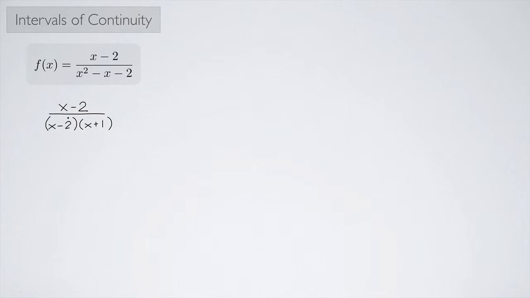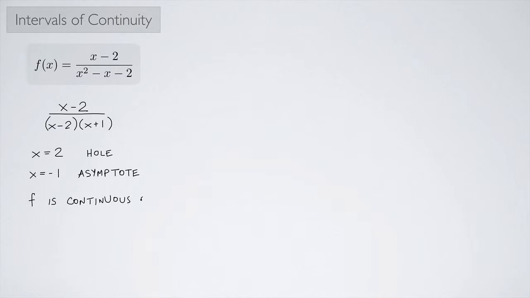Okay, and then we see this factor of x minus 2 would cancel out. So that tells us that at x equals 2, the graph must have a hole. And we still will have a factor of x plus 1 in the denominator, so that tells us that at x equals negative 1, we must have a vertical asymptote. So both of these things here, the hole and the asymptote, are places where the function is not continuous. So I could say that f is continuous on the following intervals.